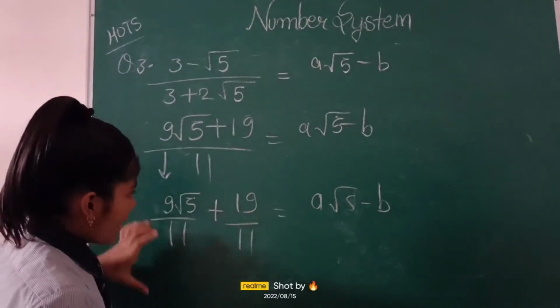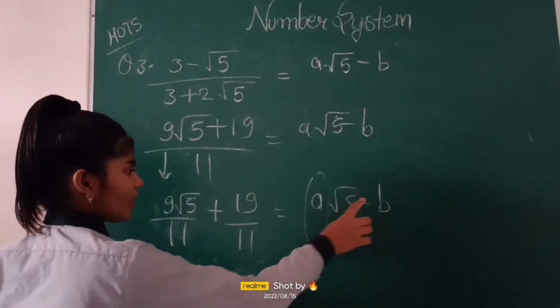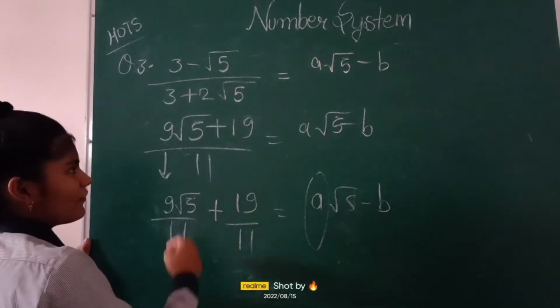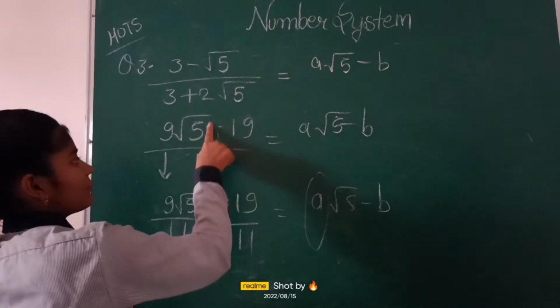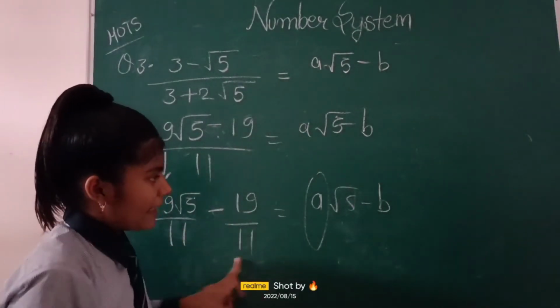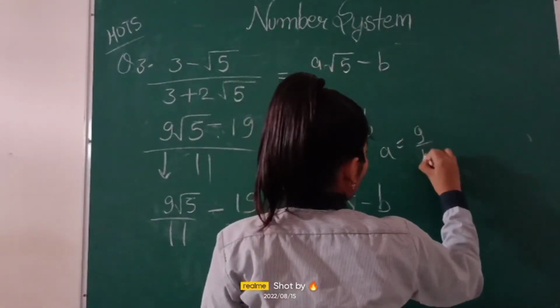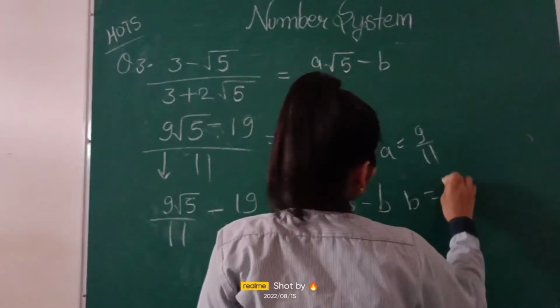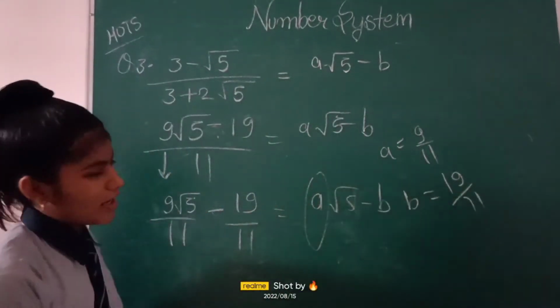Then 9 by 11 is the value of a, and as we found, this number is negative. Then 19 by 11 is our b. So a is equal to 9 by 11, b is equal to 19 by 11. This is our required answer.